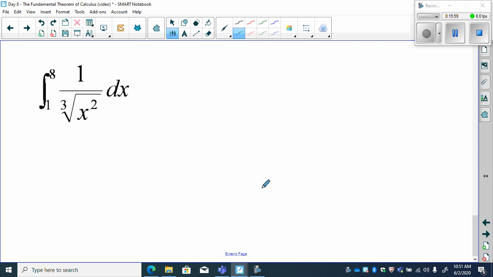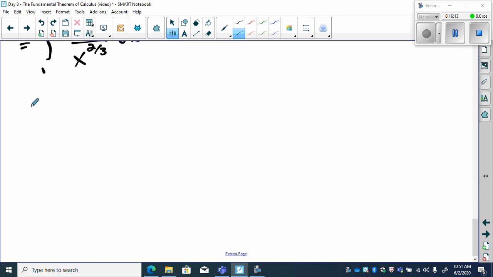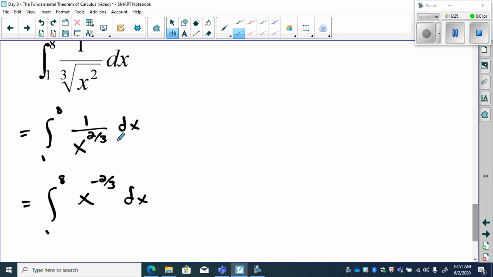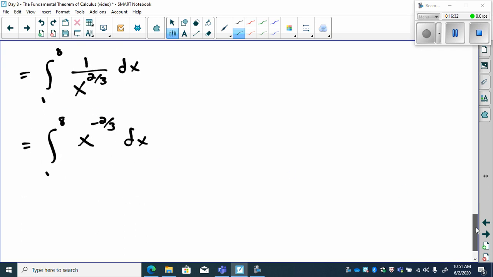Next one. All right, I'm going to rewrite this from 1 to 8. That's like saying 1 over the cube root of x squared, which is like saying x to the 2/3. I'm going to find the integral of x to the negative 2/3. So I'm just going to rewrite the integral so that I can apply one of my rules or find the antiderivative. Okay, so I brought the x to the 2/3 to the top.